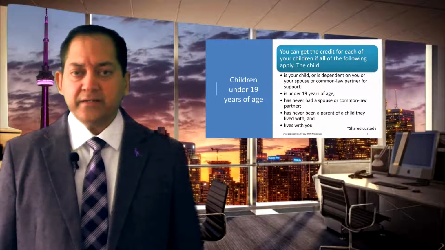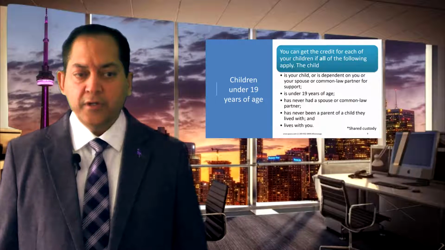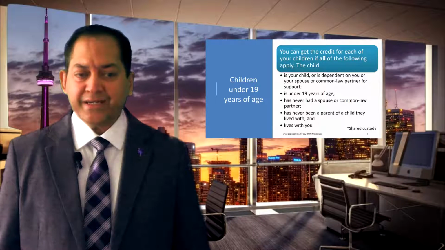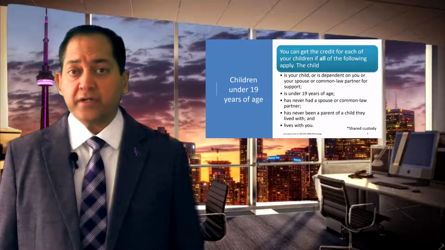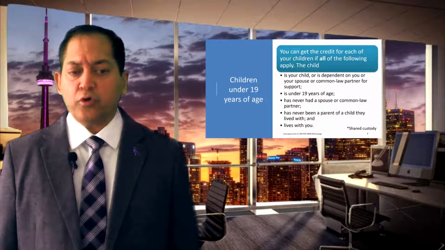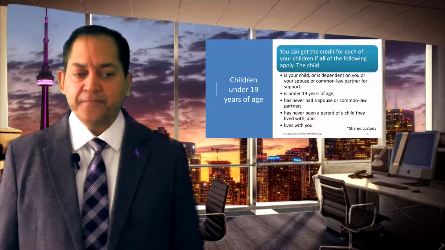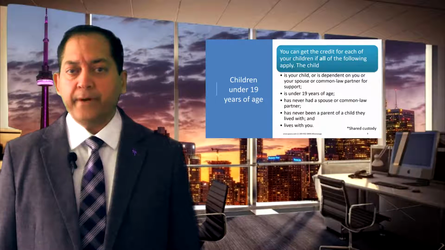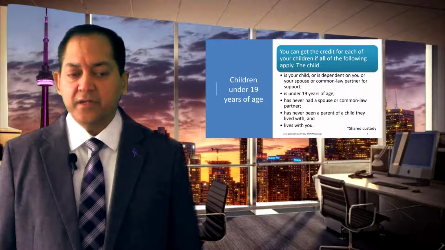Now, for children under 19 years of age that are assumed to be dependent on you, what is the situation? You can get the credit for each of your children if all the following conditions are met. What these conditions are: that child is your child or is dependent on you or your spouse or common law partner for support. The child is under 19 years of age. He has never had a spouse or common law partner. He has never been a parent of a child they live with, and the child lives with you.